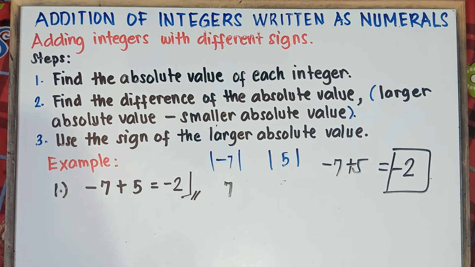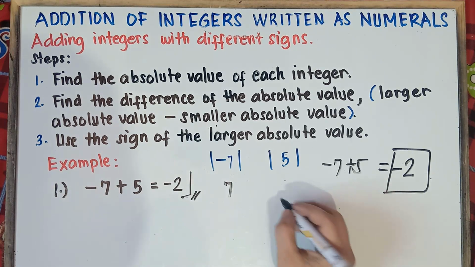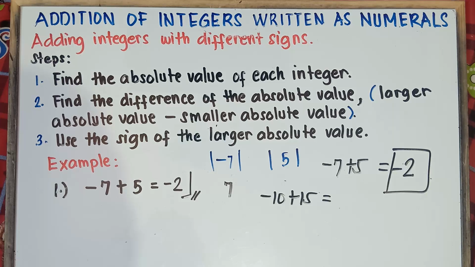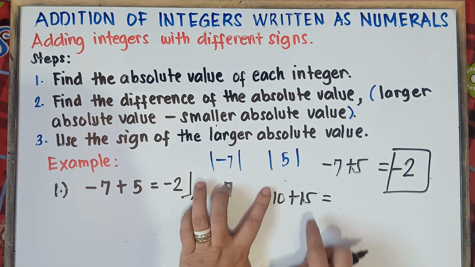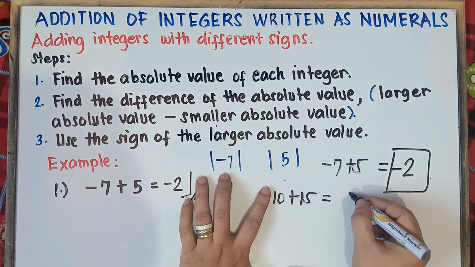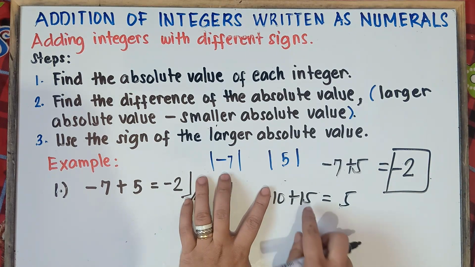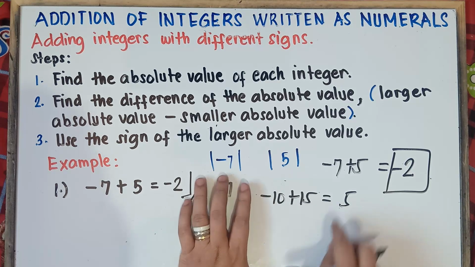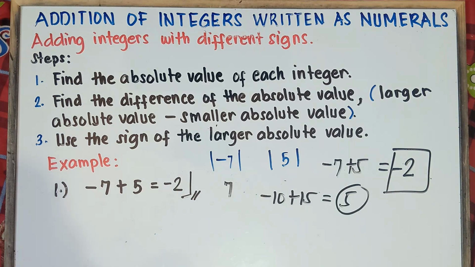Let me give you another example, class. If I say negative 10 plus 15, do they have the same signs? Of course, they don't have the same sign. This 10 is negative, this 15 is positive. So we simply subtract, bigger number minus the smaller number. Ignore first the sign. 15 minus 10, that is 5. So check, class, which is greater. Now 15 is greater than 10. Therefore, we copy the sign. Therefore, our answer is positive 5. That's it, class. Easy as that for the shortcut way.